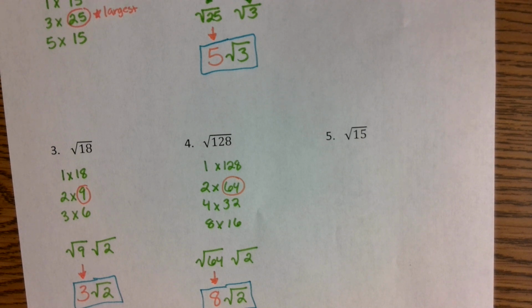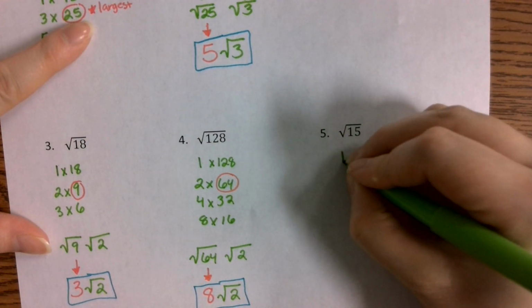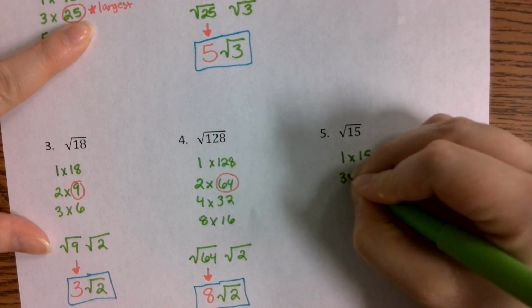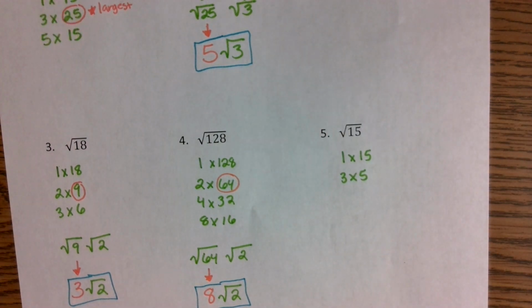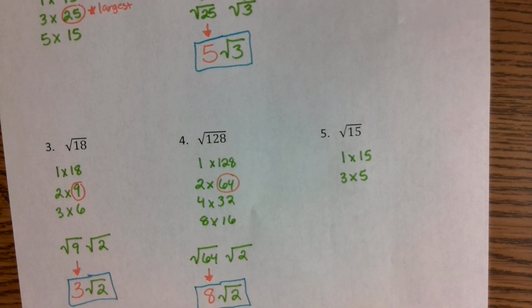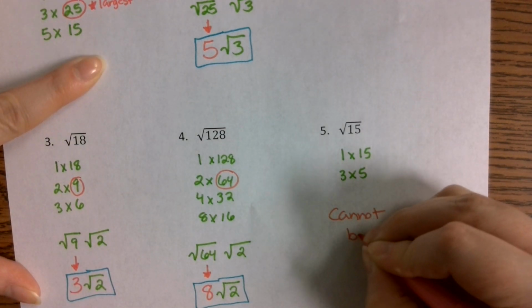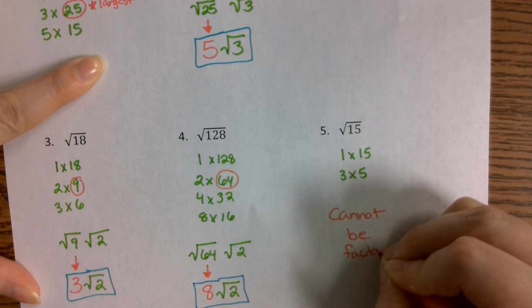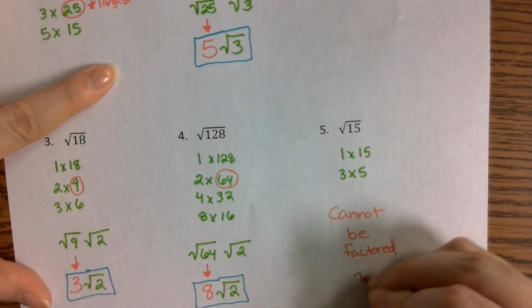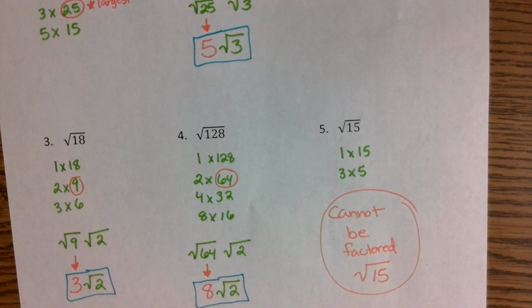It cannot be factored at all. So yes, it does have factors. It does have 1 times 15, and it has 3 times 5. But the only one that happens to be the perfect square is a 1. And the square root of 1 is just going to be 1. You're still left with square root of 15. So in this case, we just put down that it cannot be factored, or you cannot simplify it any further, or square root of 15 is the final answer. Okay, that's as far as it could possibly go.